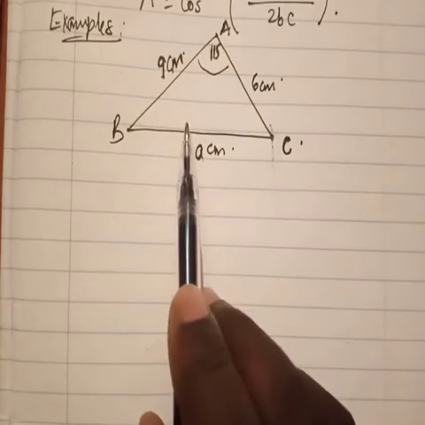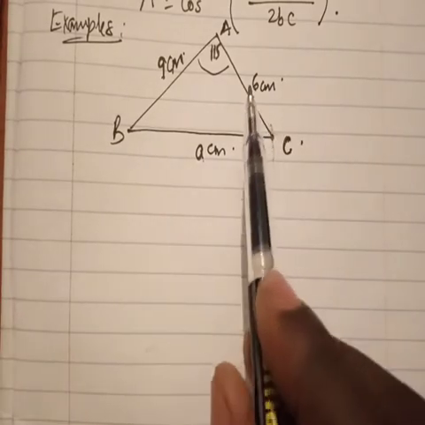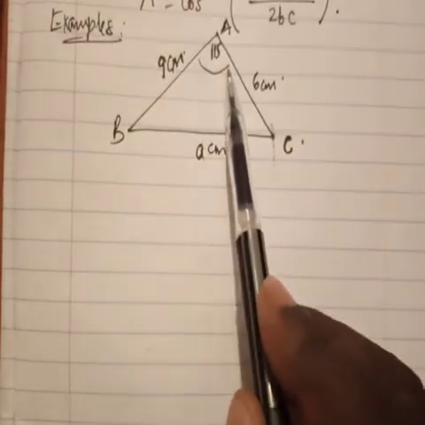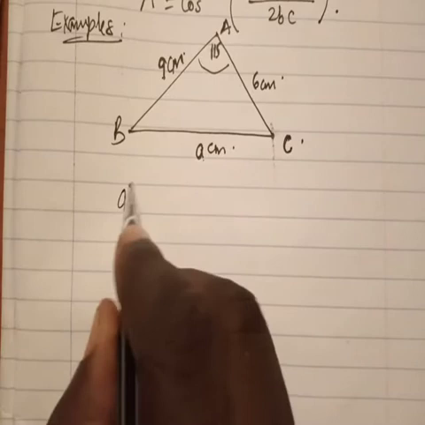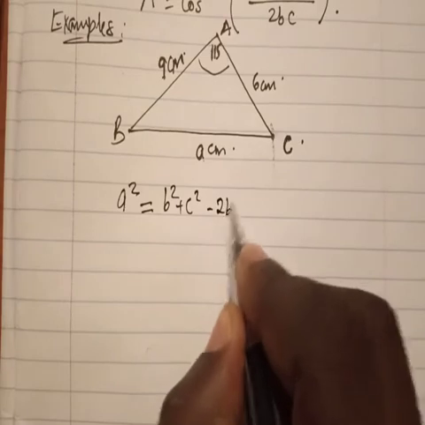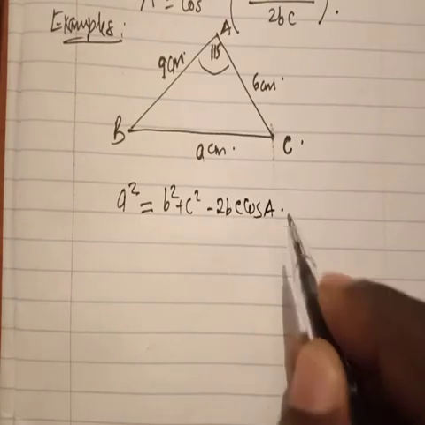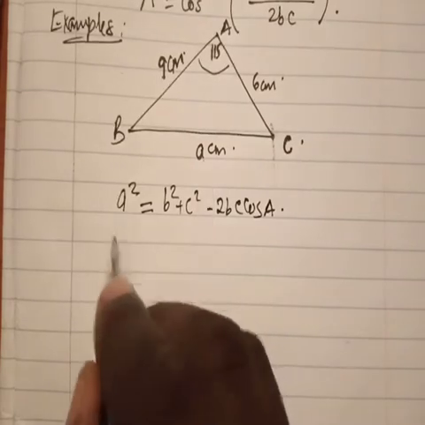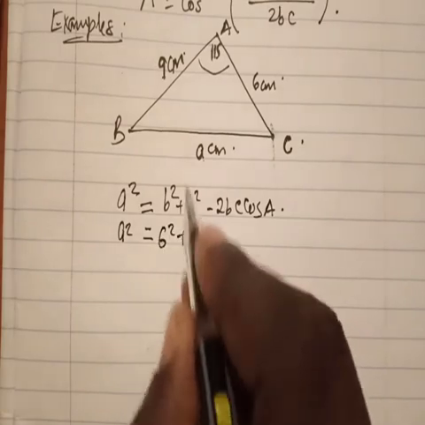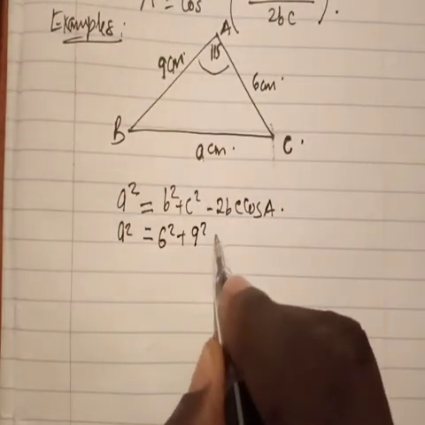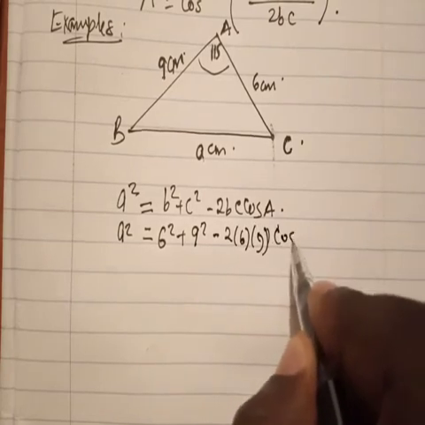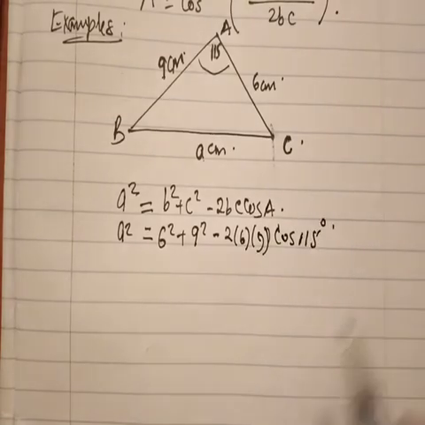So the only thing we need to use is the cosine rule, because we have this side, and the angle in between is given. So we say a squared is equals to b squared plus c squared minus 2bc cosine of angle A. So a squared is going to be equals to b squared, which is 6 squared, plus c squared, which is 9 squared, minus 2 times 6 times 9, and the cosine of 115 degrees.